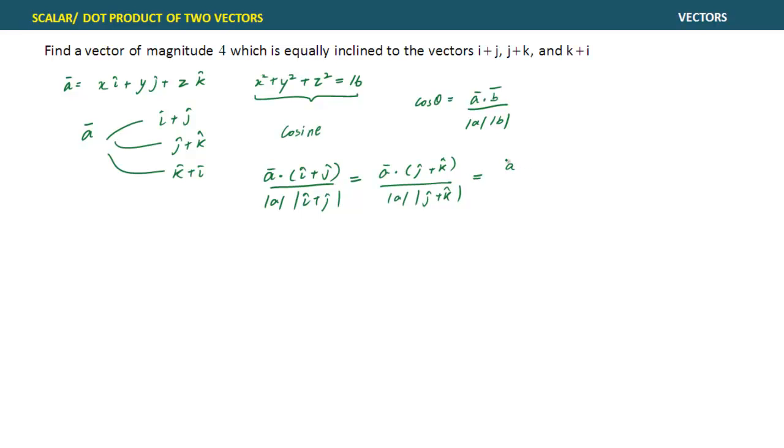Similarly, the next would be a dot k plus I divided by mod a modulus k plus I, right? This is what I can obtain from here. And you see that this reduces to a very simple problem because this and this get cancelled out. Now what is a dot I plus j?